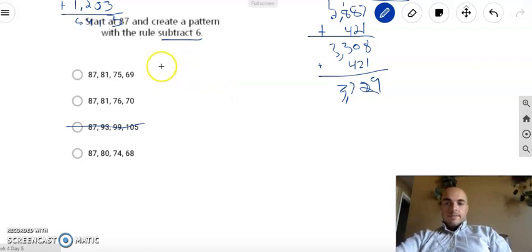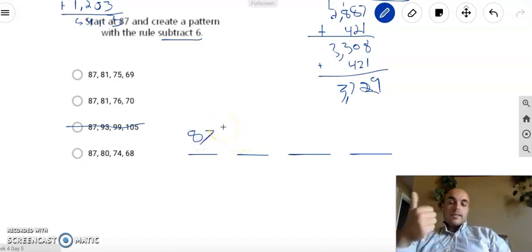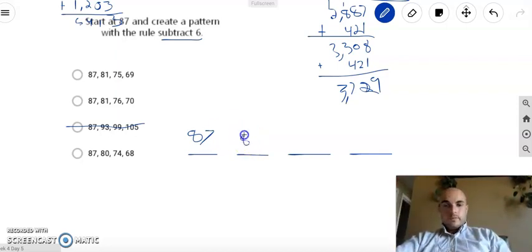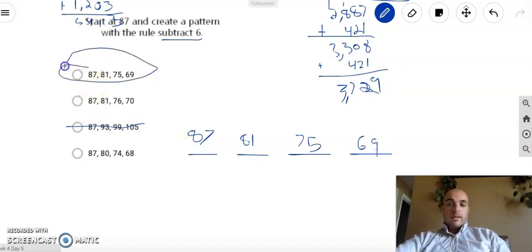Let's take 87 and, that's not what I want to do. Sorry for the slip up. Let's see what the next 4 numbers are. So I have 87. 87 subtract 6: 86, 85, 84, 83, 82, 81. Subtract another 6 will be 75, and another 6 from that will be 69. Okay, is that one of our options? Yeah, it's option A right off the bat. Awesome.